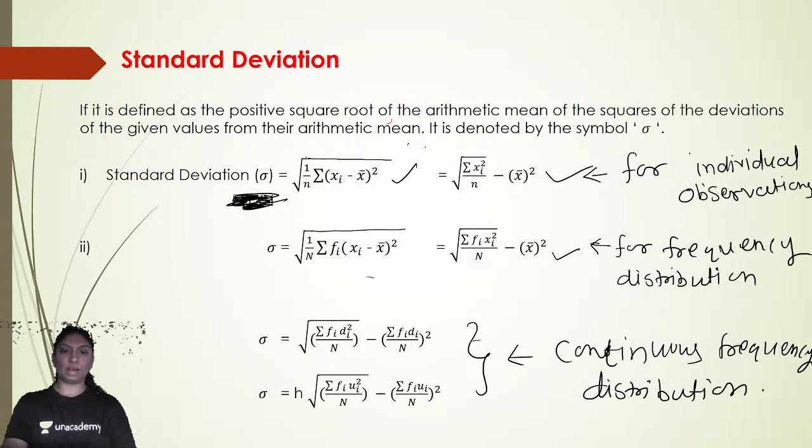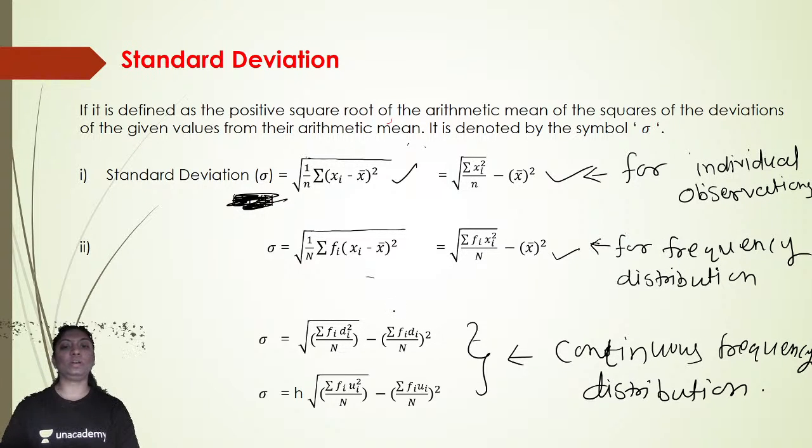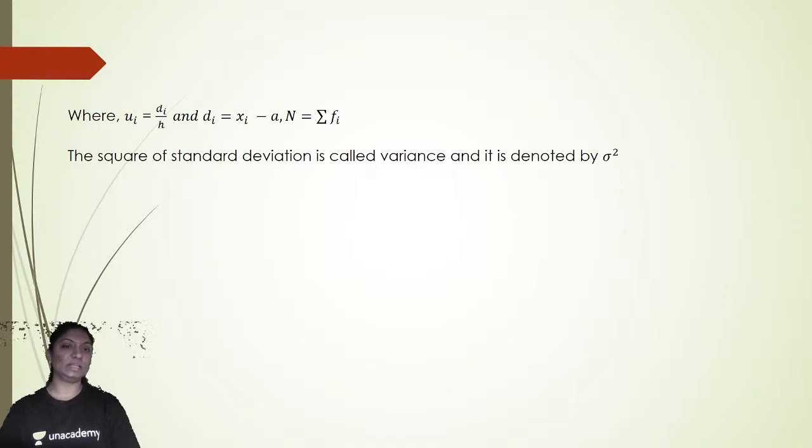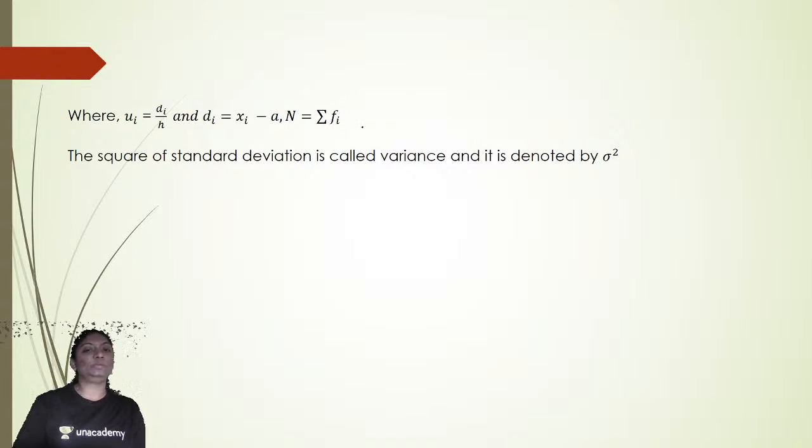Where ui, see यहाँ पे हमने di लिया है, di is equal to, जैसे हमने अरिथमेटिक मीन के लिए किया था, एग्जैक्टली सिमिलर वे यहाँ पे भी है. Okay, यहाँ पे भी हम लोग अरिथमेटिक मीन निकाल रहे हैं एग्जैक्टली सिमिलर वे जैसे हमने वहां पे किया था, सेम यहाँ पे भी है. di मतलब xi minus a, ui is equal to xi minus a by h. यहाँ पे लिखते हैं, देखो, ui is equal to di by h, where di is equal to xi minus a and n is equal to summation of fi.